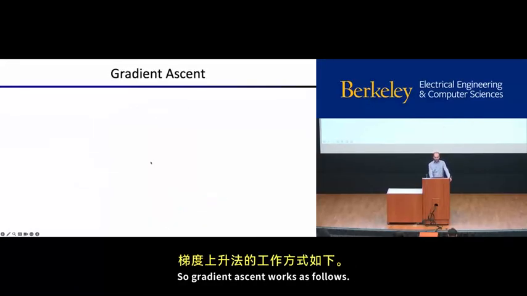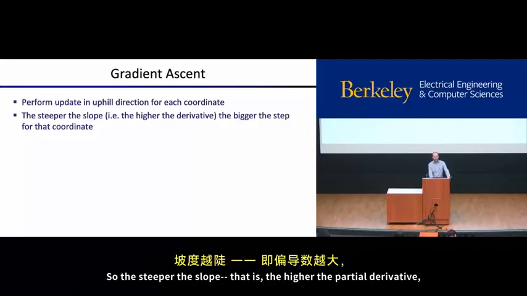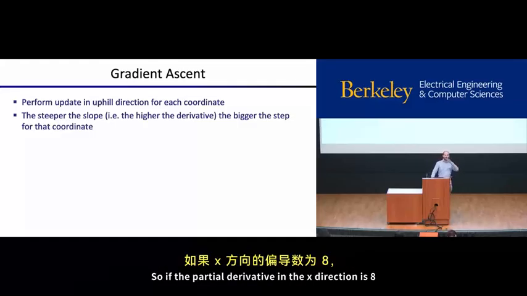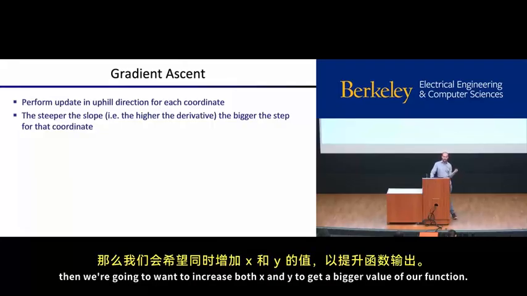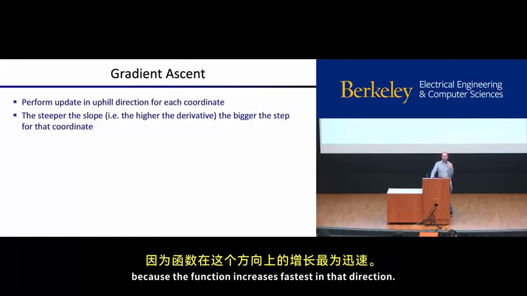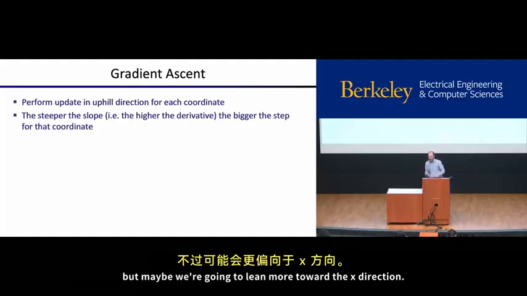So gradient ascent works as follows. We perform an update in the uphill direction for each coordinate. The steeper the slope, that is, the higher the partial derivative, the bigger step we take for that coordinate. So if the partial derivative in the x direction is 8, and the partial derivative in the y direction is 1, then we're going to want to increase both x and y to get a bigger value of our function. But we're going to be most excited about increasing x because the function increases fastest in that direction. So we're going to want to go in a direction that's increasing x and also increasing y, but maybe we're going to lean more toward the x direction.